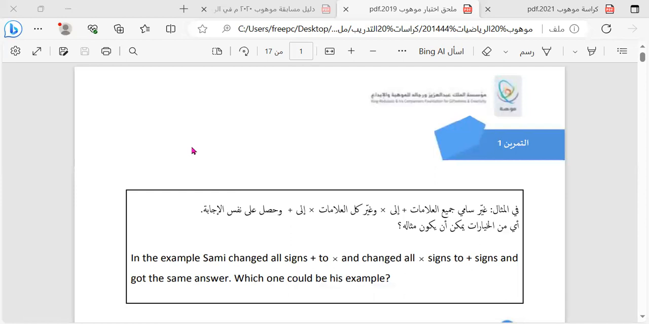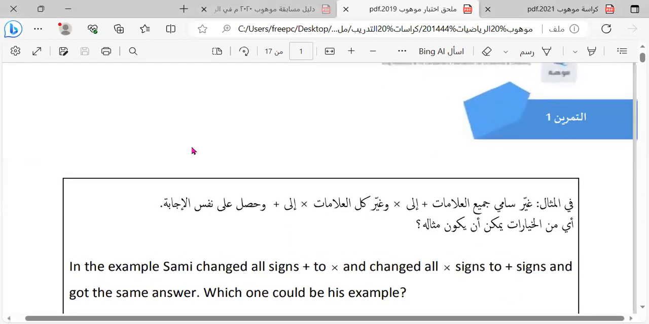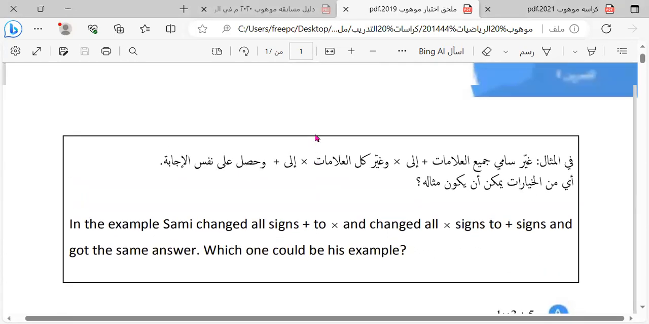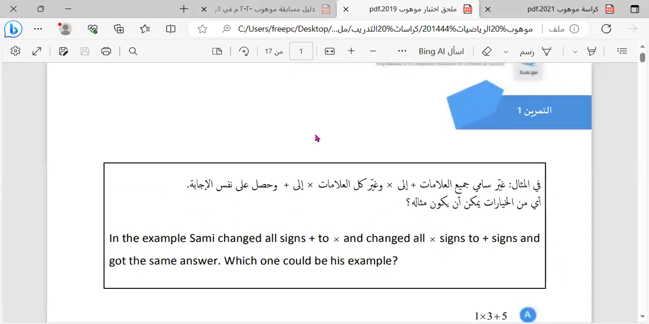Okay, the first question, with my student who wants to read, Maria Al-Ghamdi. Read the first question please. In the example, Sami changed all plus signs to multiplication and changed all multiplication signs to plus signs and got the same answer. Which one could be his example?